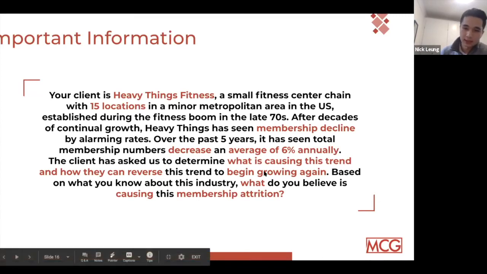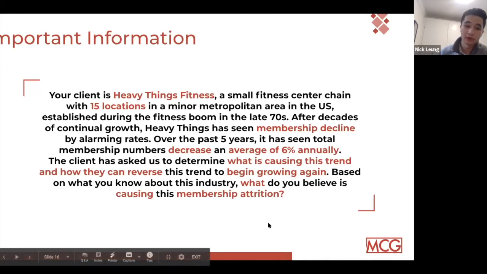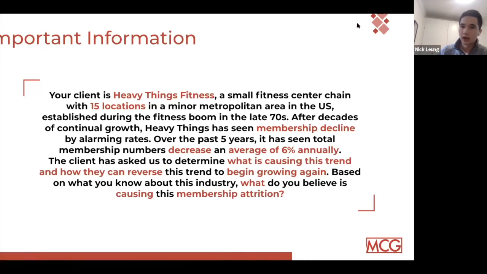And then, right, the last thing that we talked about is the ask. So they want to figure out how they can reverse this trend to begin growing again. And they also want to figure out what's causing this membership attrition, right? Or this decrease in membership. Cool. Does anyone have any questions relating to the prompt?